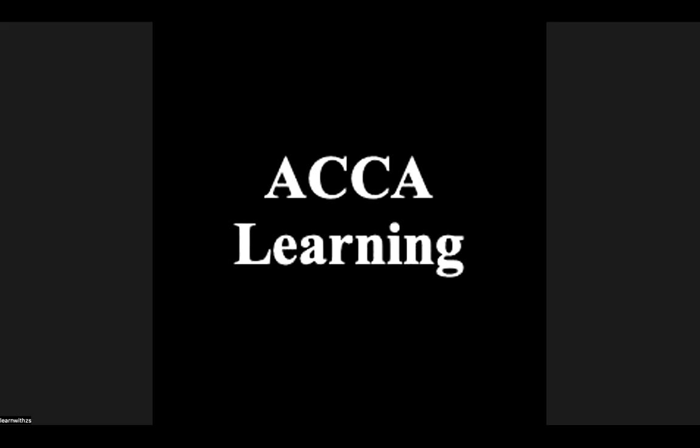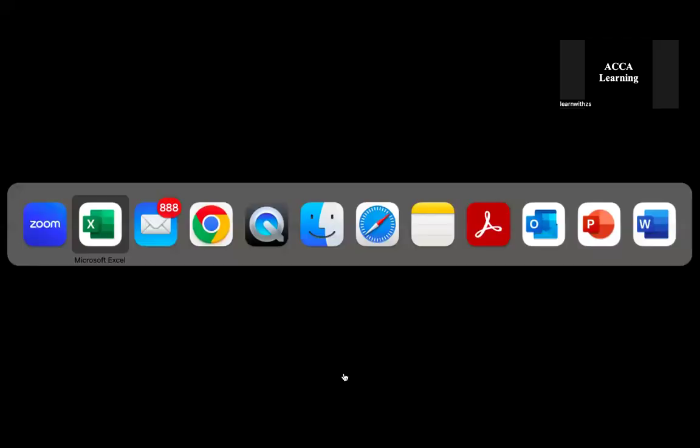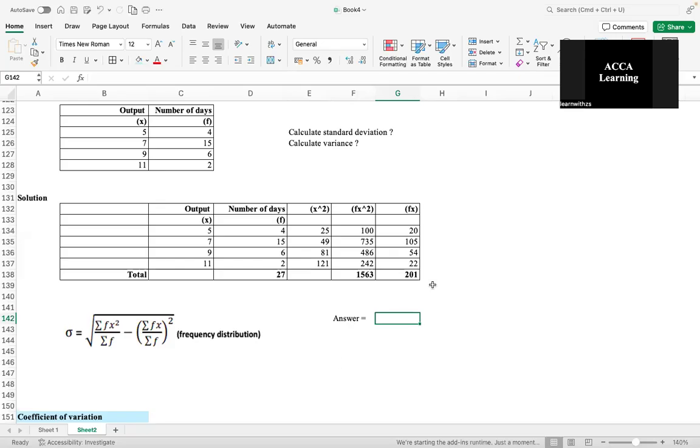So we've calculated all the values. Now let's put all of this into our formula. All the values that we've calculated so far.